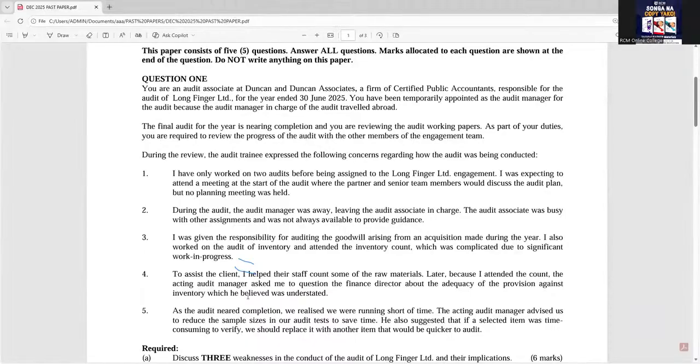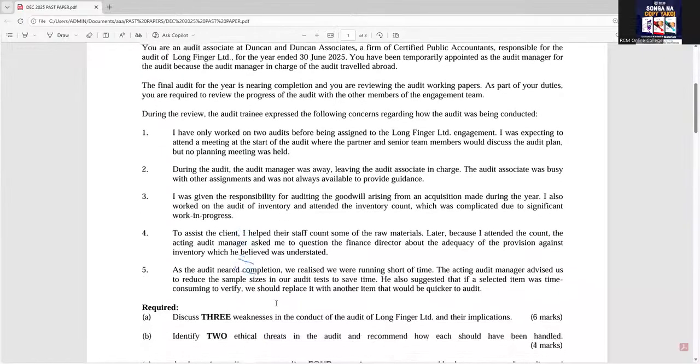Then number 5, as the audit neared completion, we realized we were running short of time. The acting audit manager advised us to reduce the sample sizes in our audit tests to save time. He also suggested that if a selected item was time-consuming to verify, we should replace it with another item that would be quicker to audit.